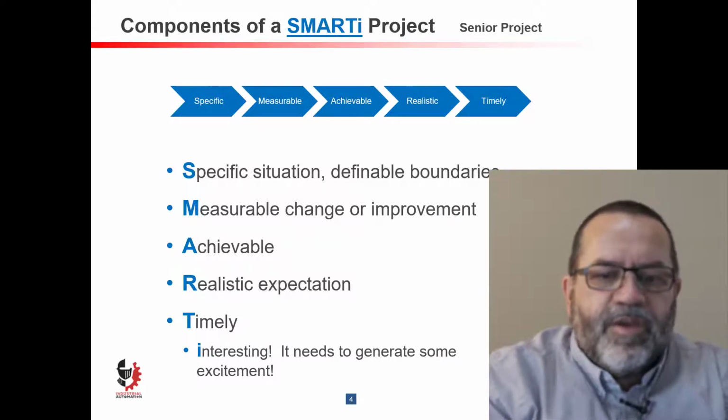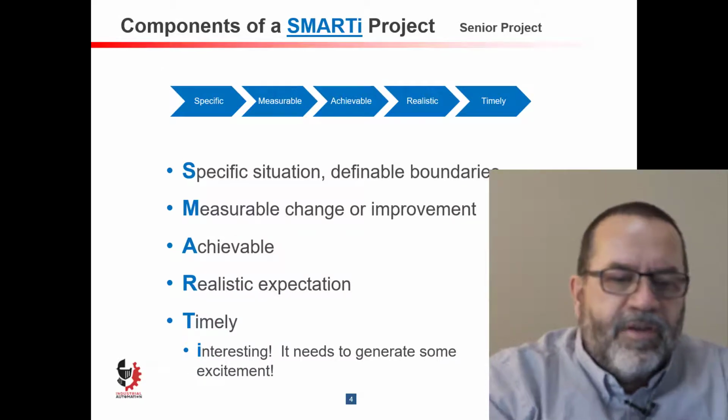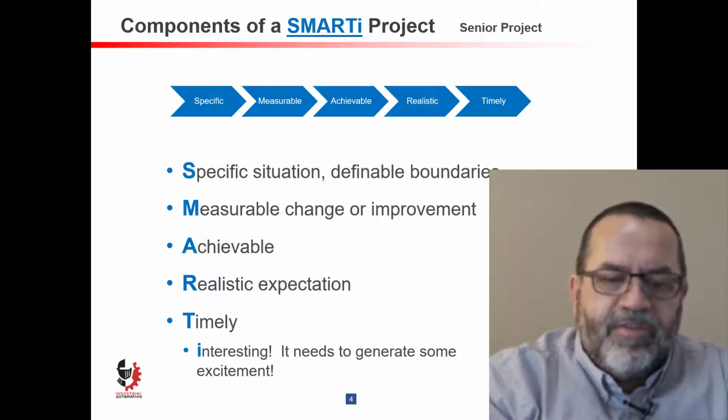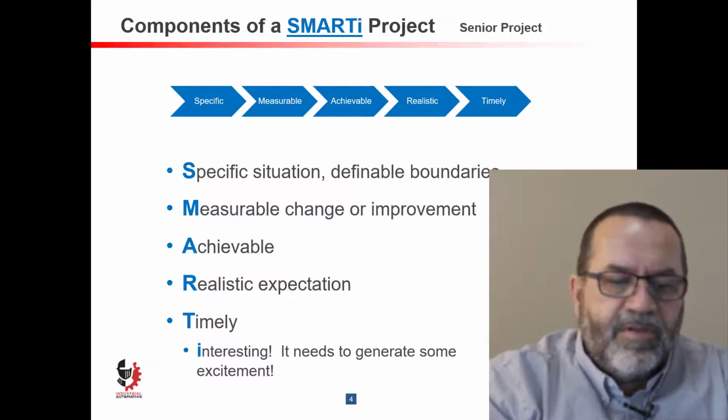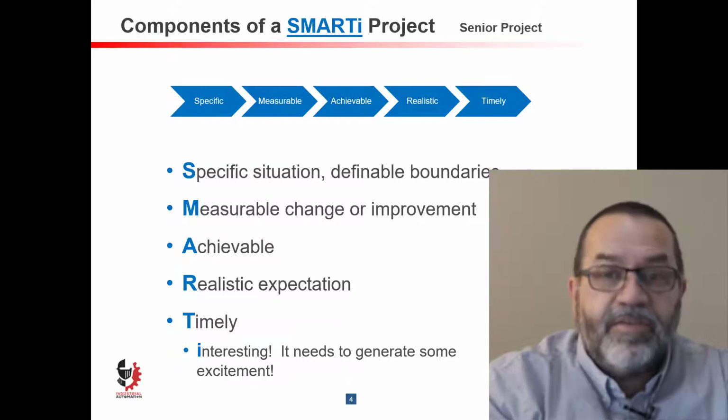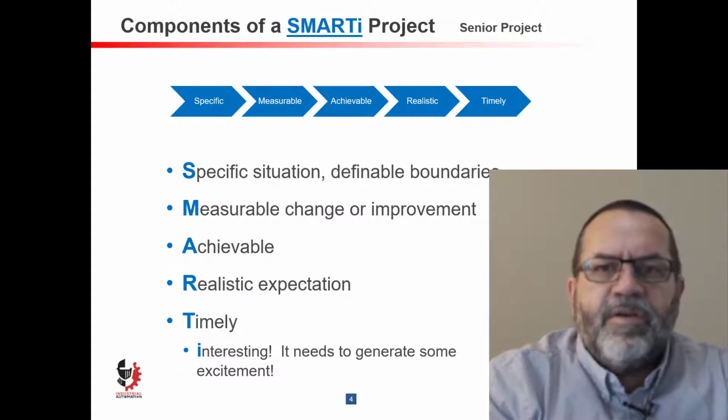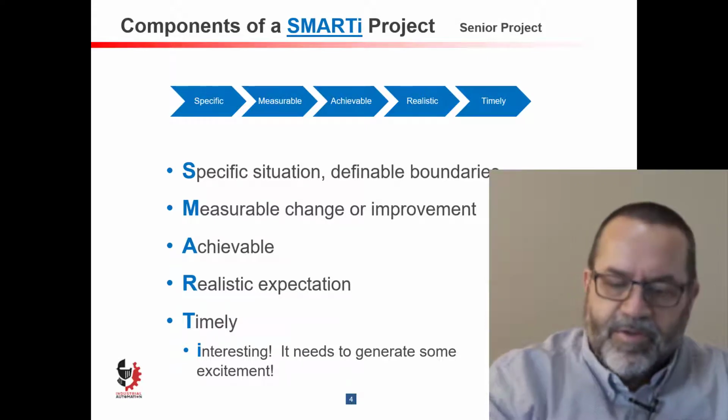So let's look at the components of a SMART project. Specific situation, definable boundaries, I think we have that. Measurable change or improvement, achievable, realistic expectations, and timely. And the final part of that is it needs to be interesting. So I think all of our projects meet these requirements.